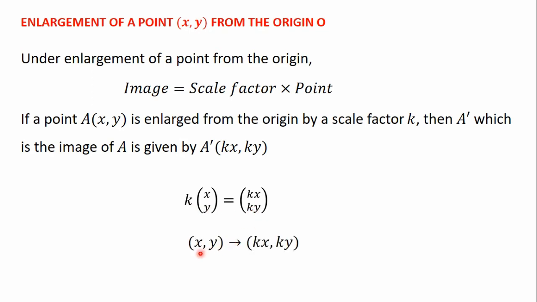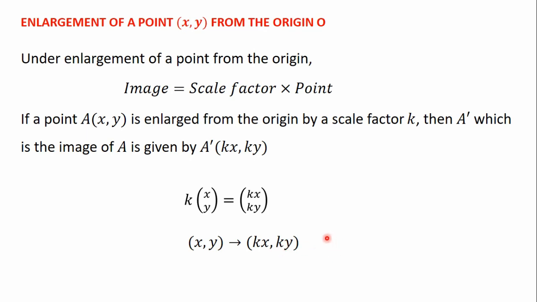So when a point (x, y) is enlarged from the origin by a scale factor k, to get the x coordinate of the image, we will multiply the x coordinate of the point by the scale factor, which is k, to get kx. Then to get the y coordinate of the image, we will multiply the y coordinate of the point by the scale factor k to get ky.